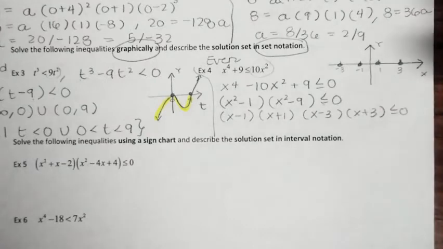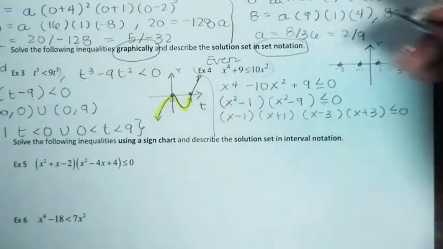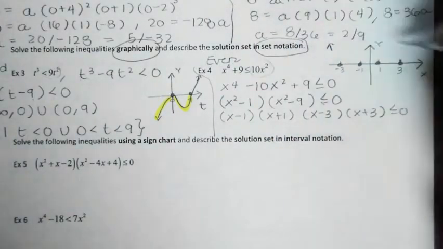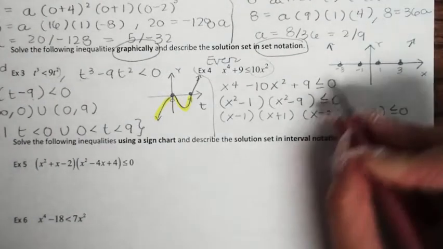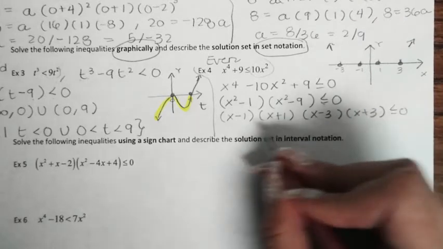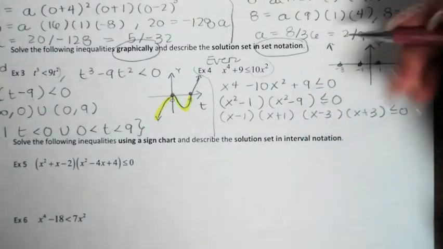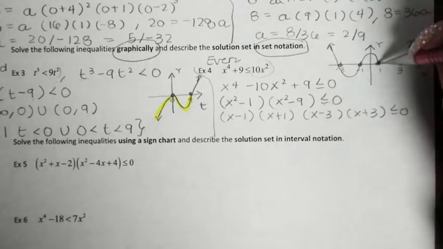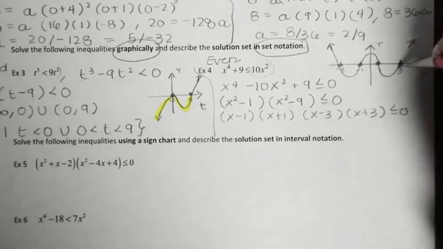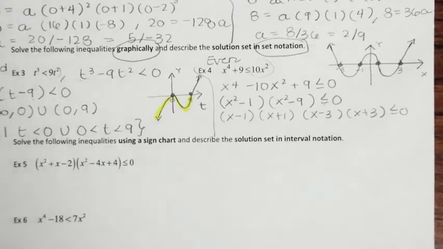So we talk about the high. You know that you're going to start high and end high. You can see that all the roots in this situation are linear, therefore you are just going to cross through them. So your graph is going to look like this. Okay, cool.